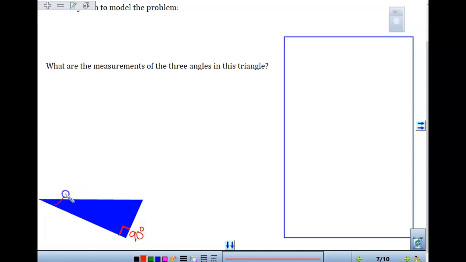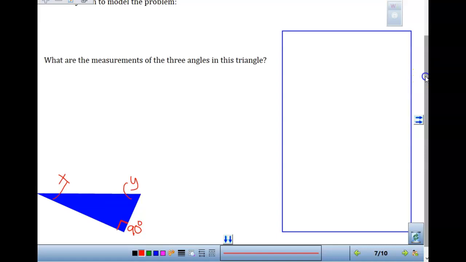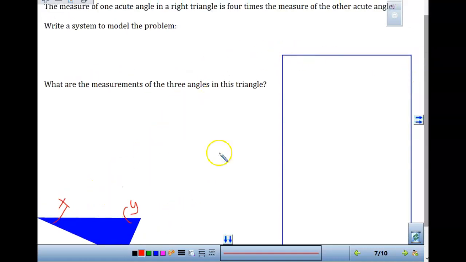And we don't know what this angle is, so we're going to call this one X, and we're going to call this one Y. Do you agree that these are both acute angles? Yes. Okay, both less than 90. And in a triangle, what do I know about all 3 angles? That X plus Y plus 90 equal, not 360. 180.